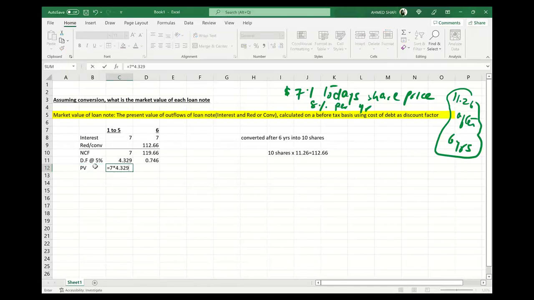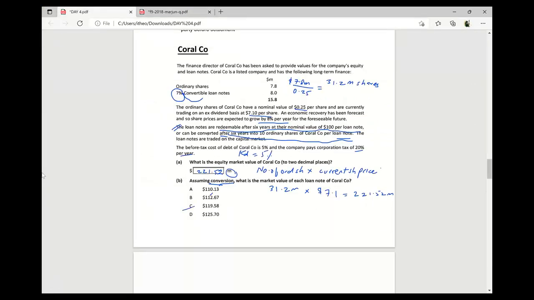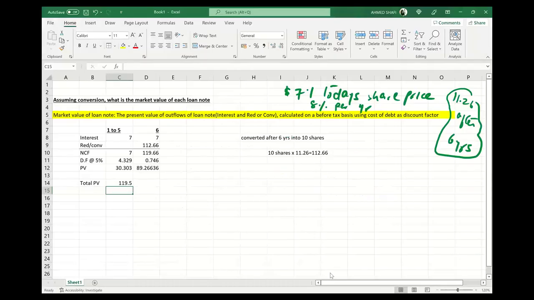7 into 4.329, and 119.66 into 0.746. If you add them all, you get total present value, which is 30.3 plus 89.2, 119.5. This is the present value of all outflows, 119.5, so this is the market value of bond. Because you see, I have fulfilled the definition. This is the present value of two outflows. What I have done is calculate the present value of two outflows, interest and conversion. That's what the definition is, present value of two outflows. Please copy this.